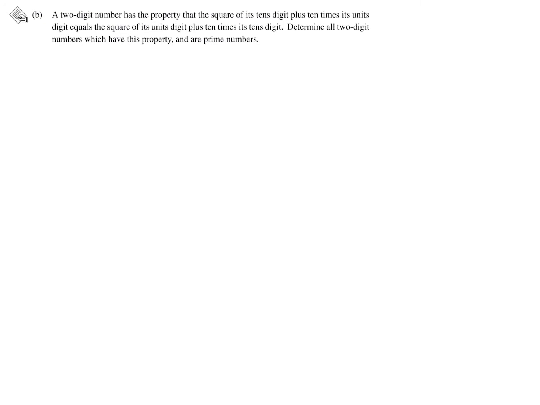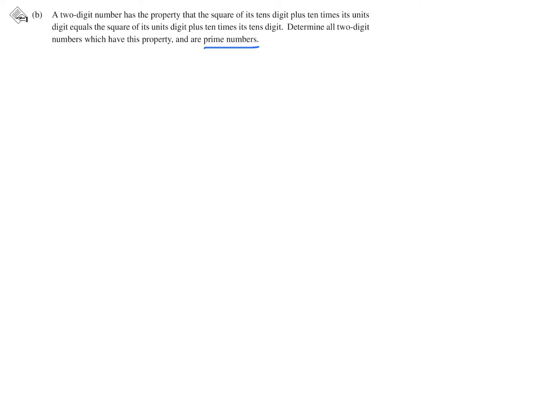A 2-digit number has the property that the square of its tens digit plus 10 times its units digit equals the square of its units digit plus 10 times its tens digit. Determine all 2-digit numbers which have this property and are prime numbers.